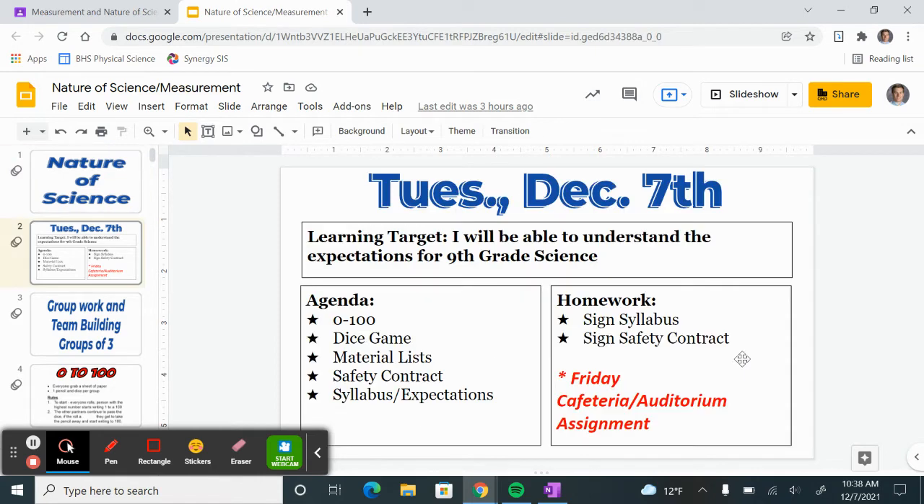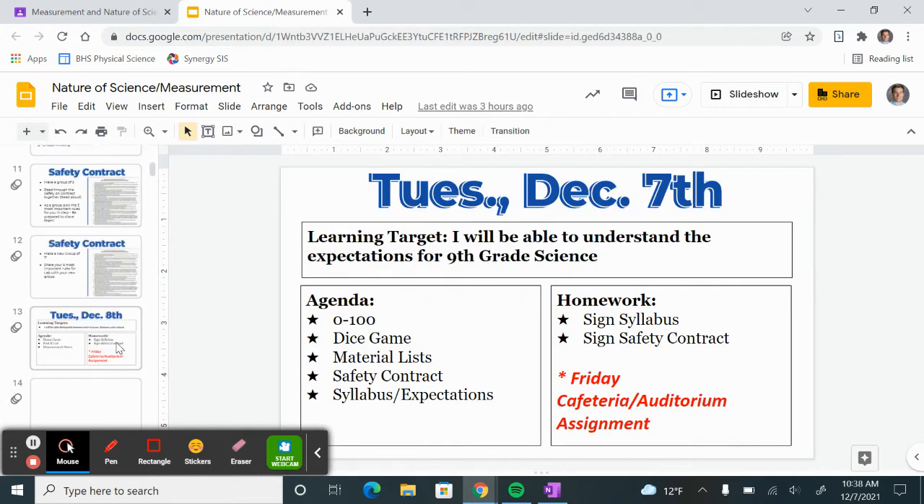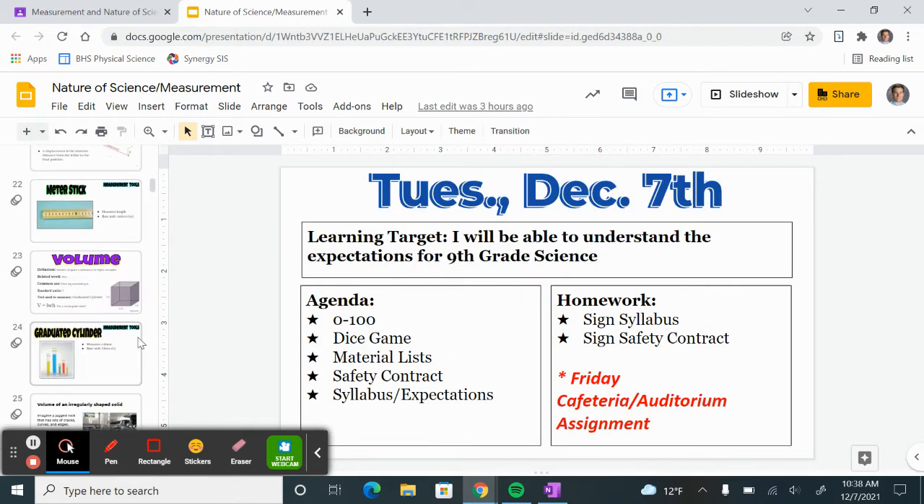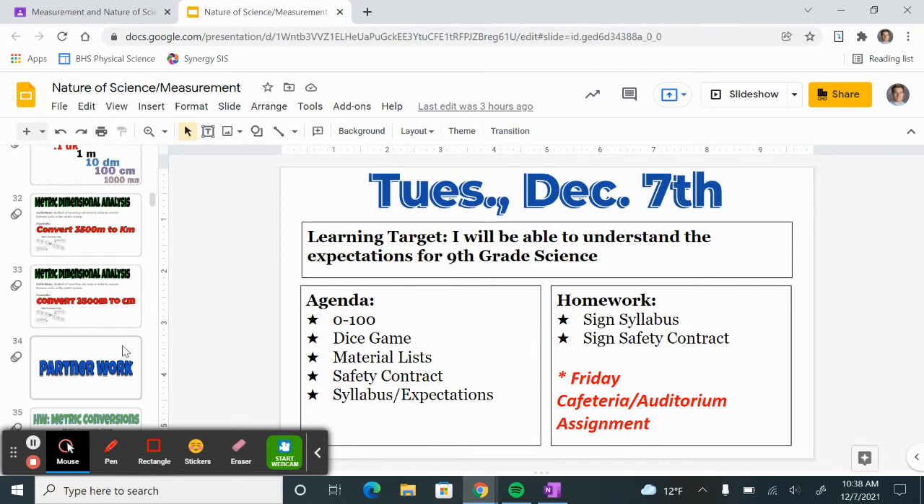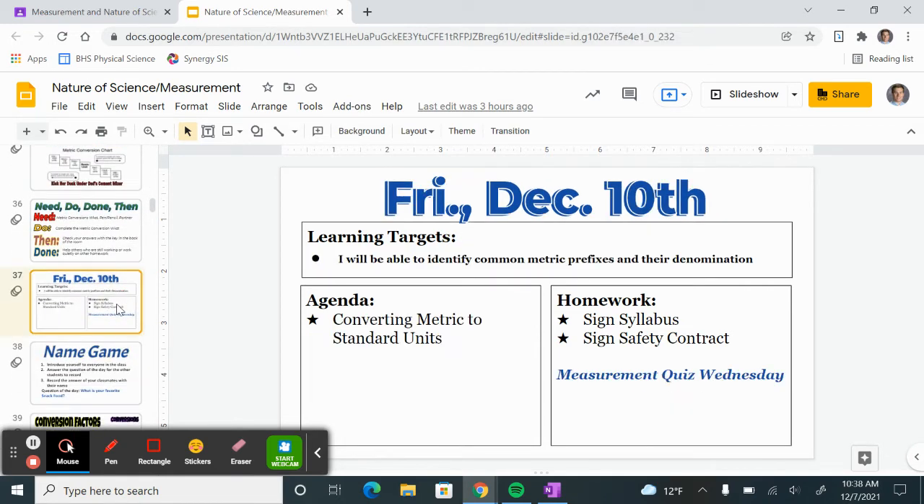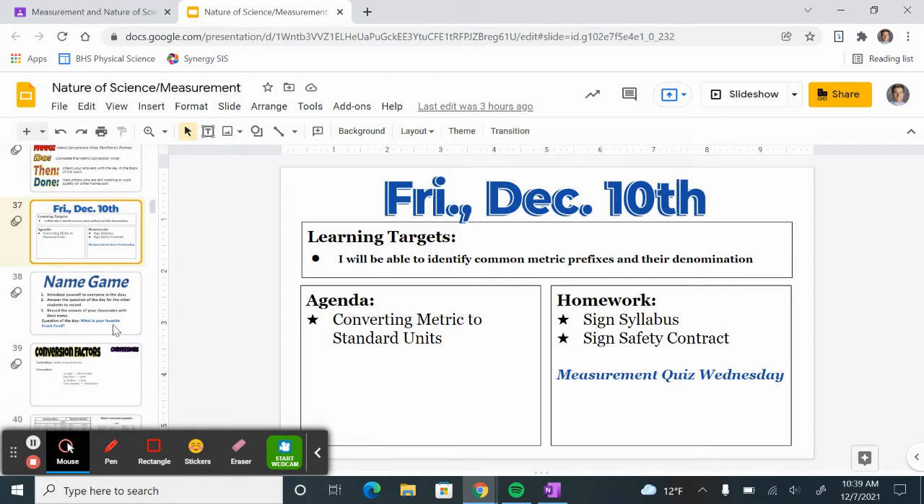Our unit slides here go through all of our stuff for the unit, but specifically, I want to be looking at today's stuff. So I want to be looking at Friday, December 10th. So we're going to be working on converting metric to standard units. So those are things like meters into feet, kilometers into miles, gallons into liters. So that's the stuff that we're going to be working on. Remember that there's going to be a quiz on Wednesday about measurement, and that your syllabus and your safety contract are due tonight on Google Classroom.